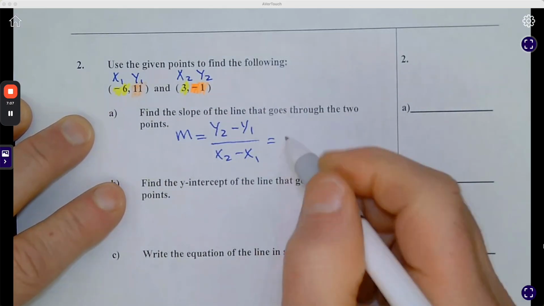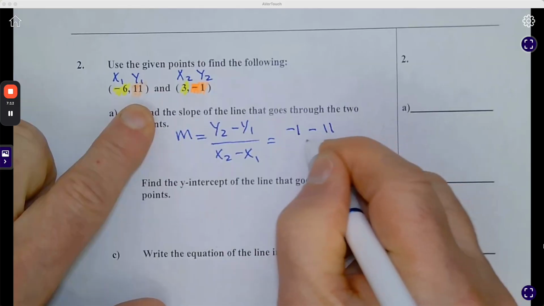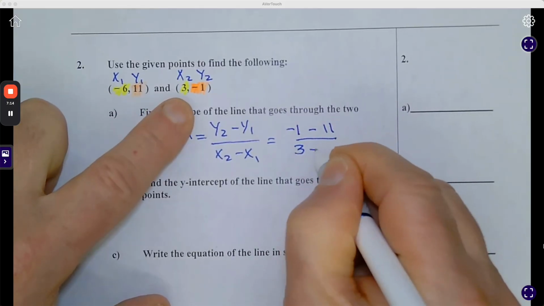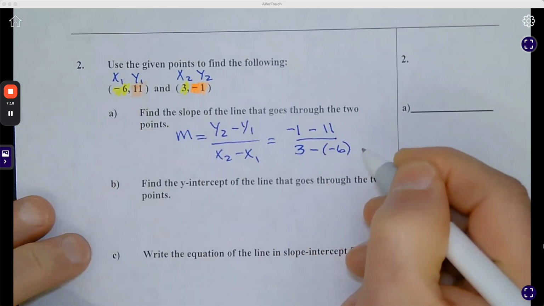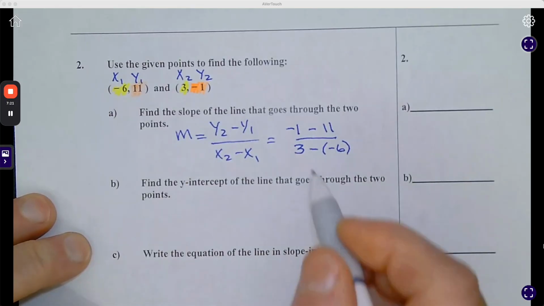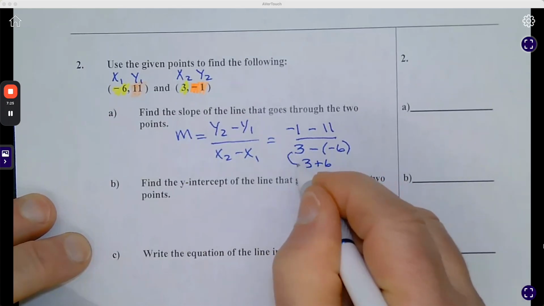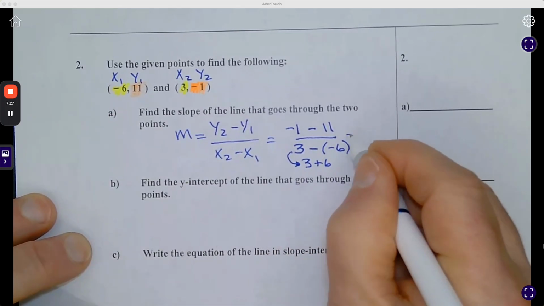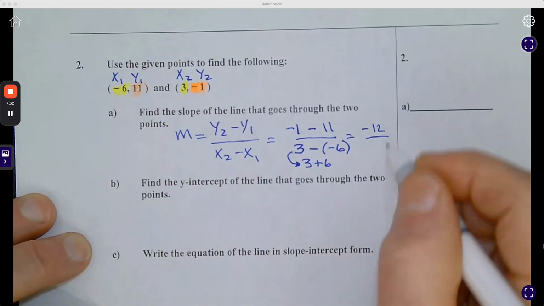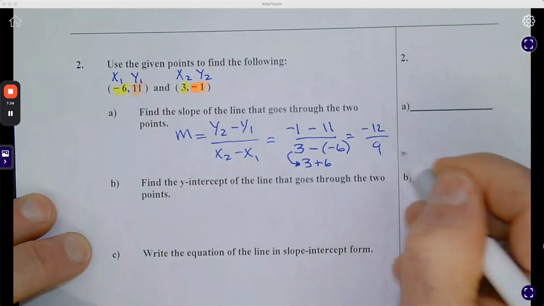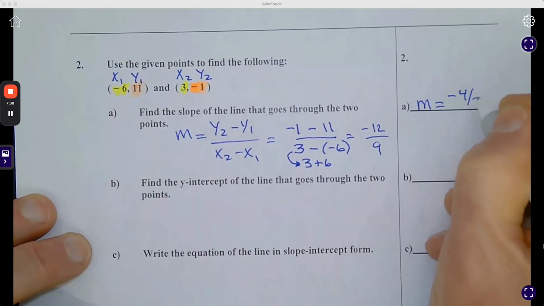So I got y2, that's negative 1 minus 11 over 3 minus, now because I'm subtracting a negative, I'm going to put it in parentheses. What happens with that negative negative? That turns into a positive, right? Okay, negative 1 minus 11 is negative 12. I did the math in my head. 3 plus 6 is 9. Please reduce that fraction. That's negative 4/3.